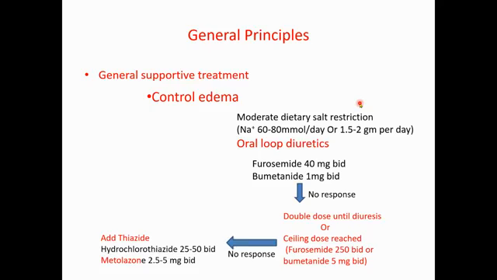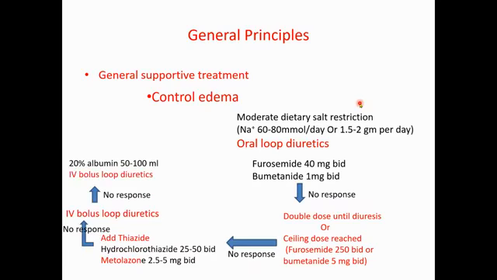If no response, add a thiazide diuretic. If no response, IV bolus loop diuretics may be given. If no response, give 20% albumin and then IV loop diuretics. Then the last resort is ultrafiltration, which is a process of hemodialysis.